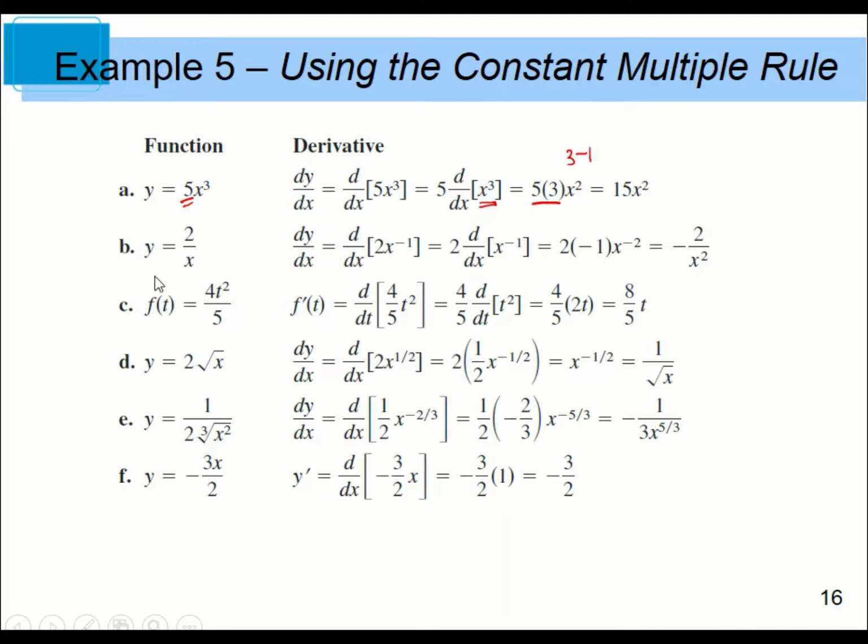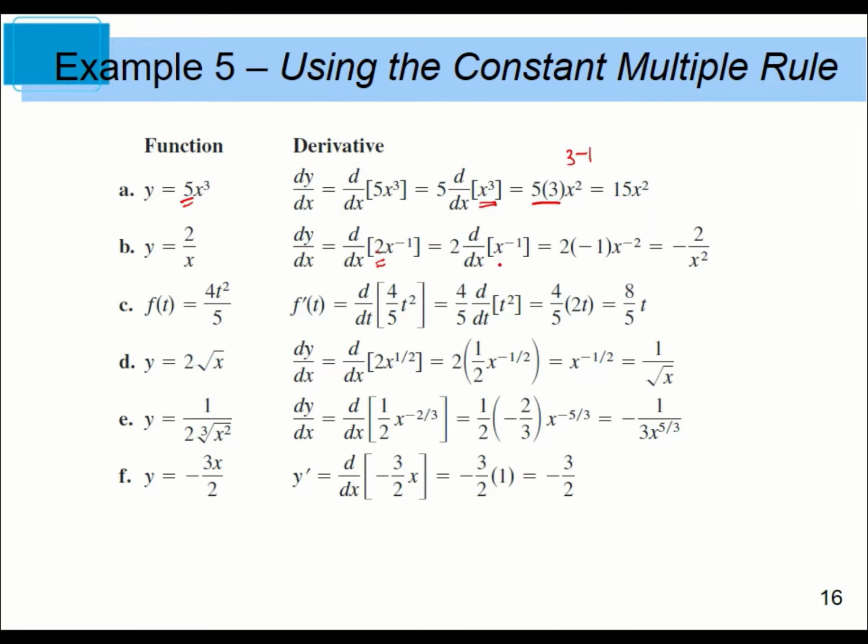Okay, so let's take a look at question B. Now to differentiate this one, first we need to change the 1/x to index form, which is 2x to the power of -1. So change it to the index form. After that, when we differentiate, since 2 is the coefficient, we do not differentiate the 2, we just put the 2 aside, we differentiate the x only.